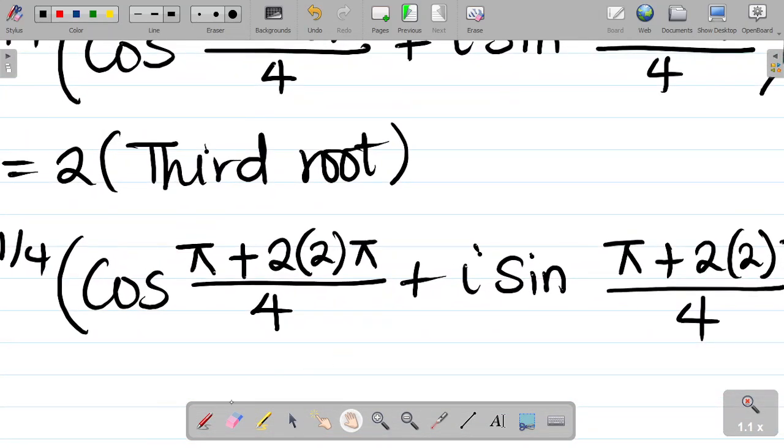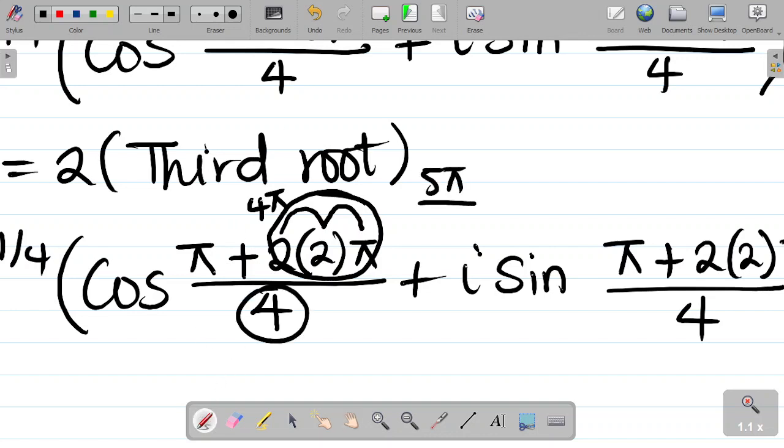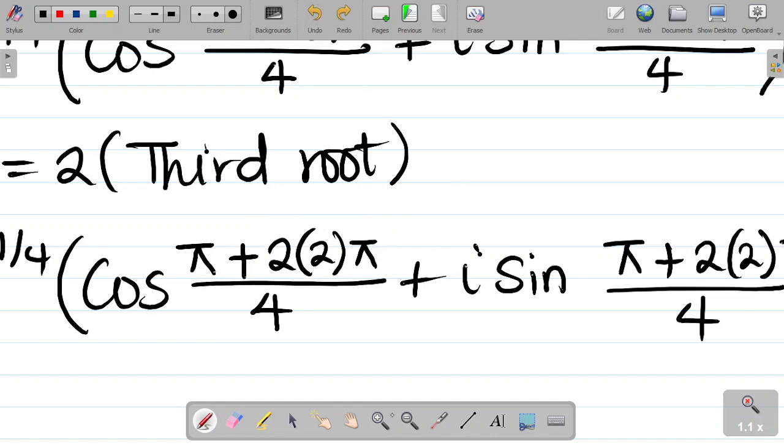Let's now solve this. Look at this now. First things first, 2 times 2 is 4. 4 times pi is 4 pi. So all of this gives you 4 pi. Pi plus 4 pi gives you 5 pi. So the numerator becomes 5 pi all over 4. If I solve that, I will have 5 pi all over 4.